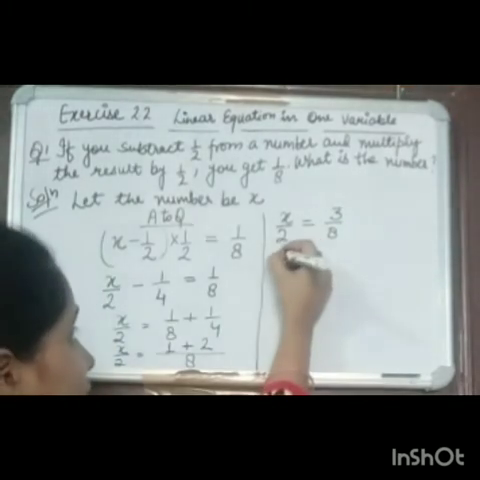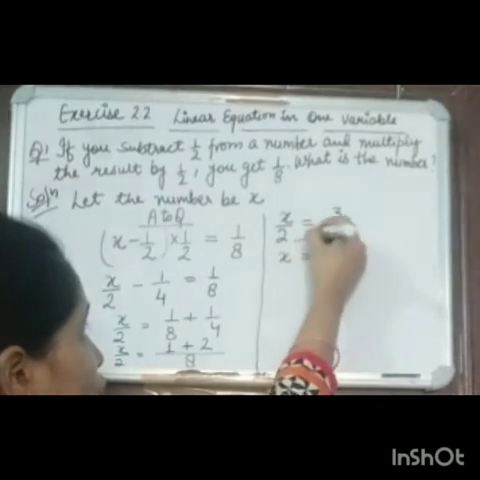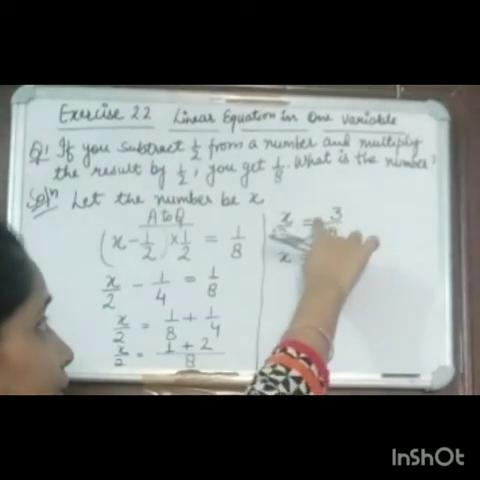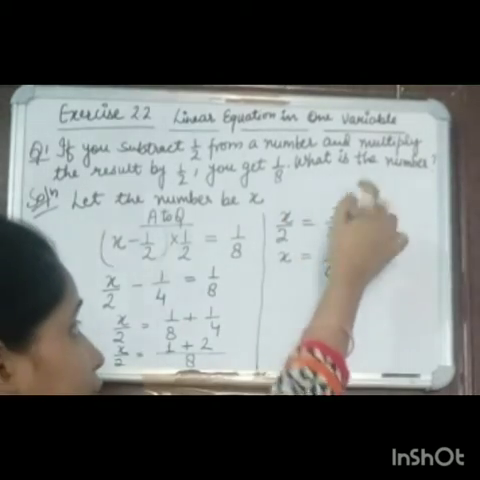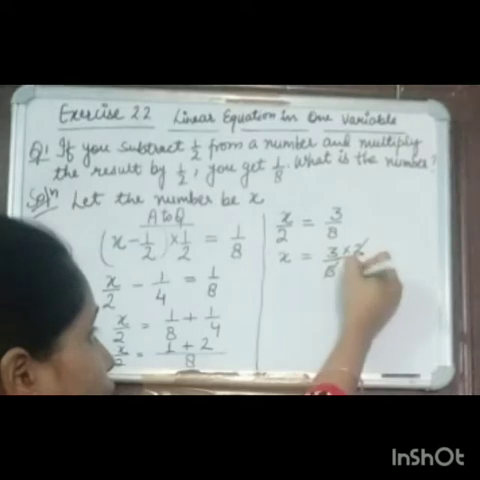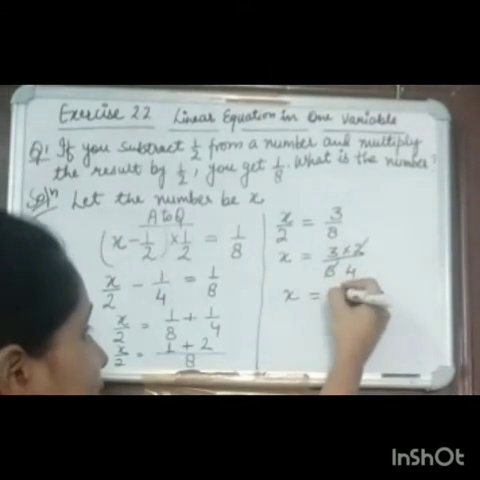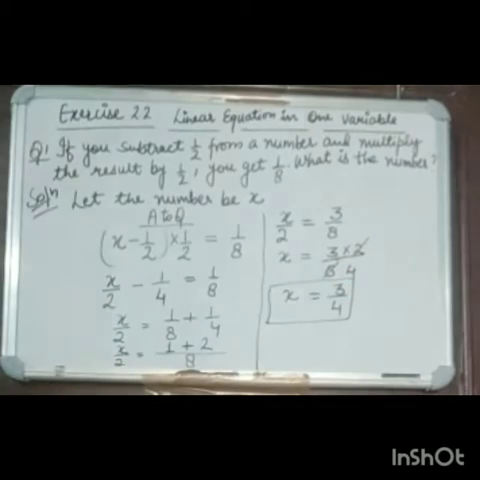Now next, x is equal to 3 by 8 and this 2 will go there. Why? Because here it is dividing x, there it will be multiplied. Now 2 4s are 8. So x is equal to 3 by 4. This is the number. Got it, students?